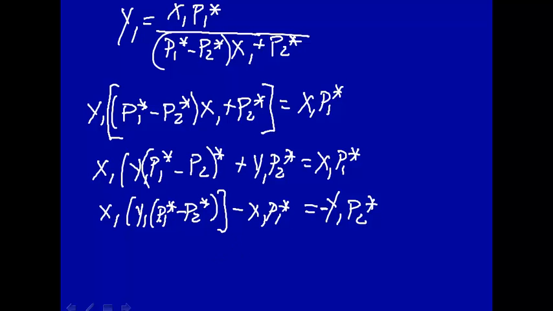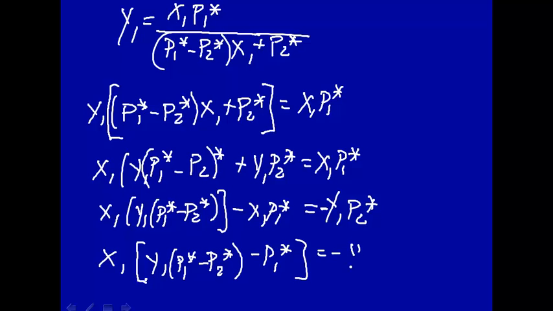And let's pull out the x1. So we get x1 times this whole thing, y1 (P1 star minus P2 star). We pulled out the x1, so this is just minus P1 star. That's equal to minus y1 P2 star. And we'll put this thing in the denominator here. So we end up with x1, the mole fraction of 1, is, let's see, that doesn't look very clean. There we go.